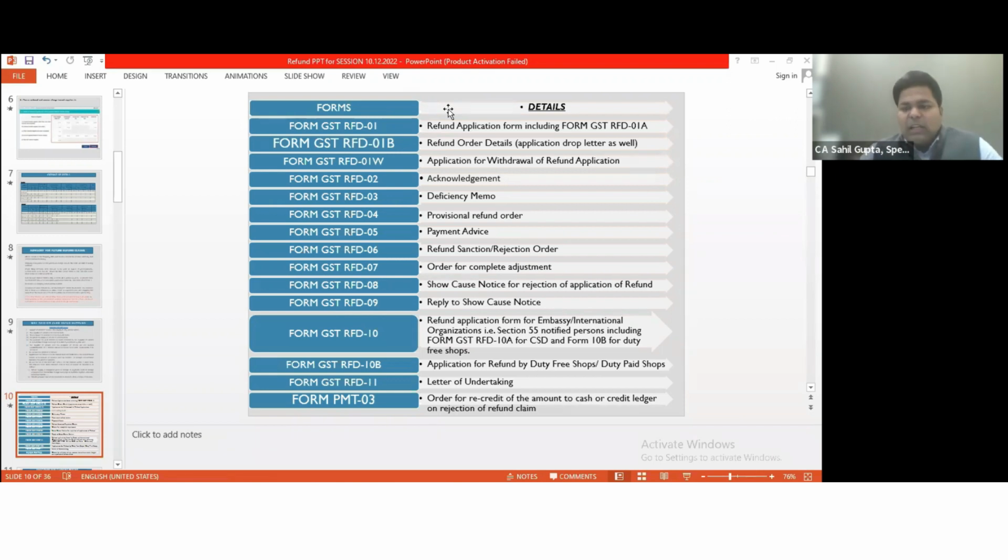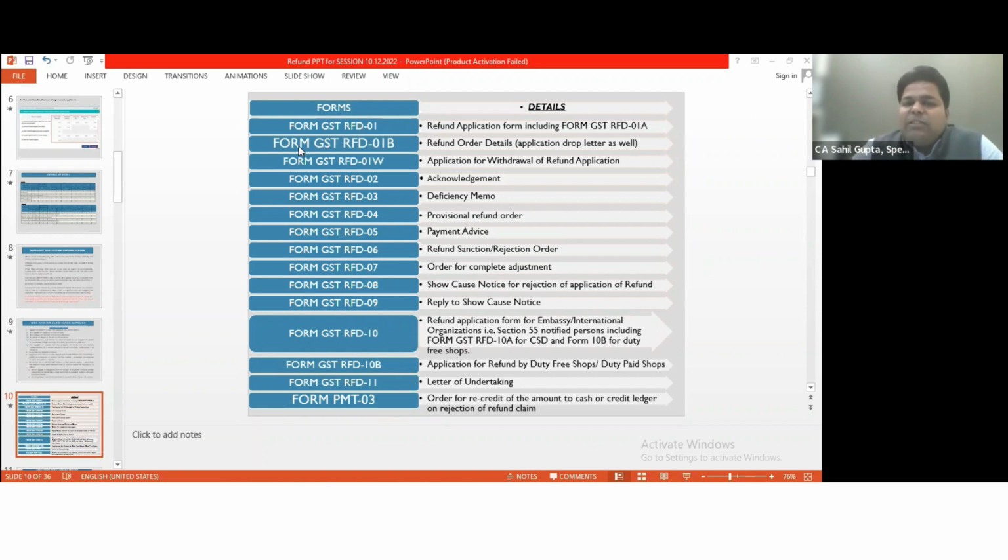Now let us go to the next topic. Now coming to the types of forms. These are the forms which we will be seeing in the refunds. All the applications are to be made in RFD 01. Earlier, in the manual application, there was a form specified by the government, GST RFD 01A. Now there is GST RFD 01, which is an automated application on the portal.